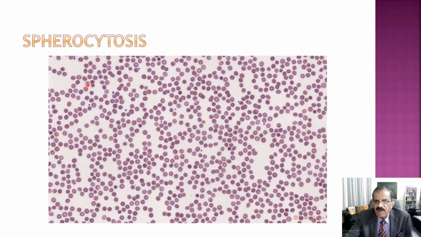This is the perfect smear of a patient with spherocytosis. You can see all these cells are very small but very dense because they are spherocytes. They are very, very rounded, unlike biconcave cells. These are spherocytes.